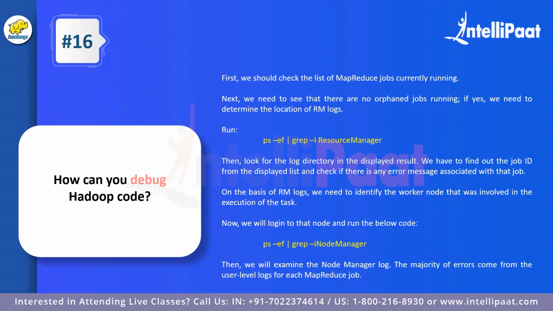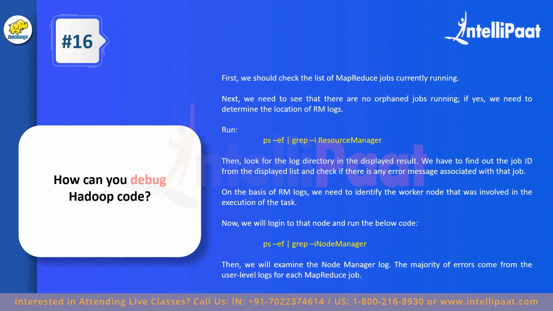What it does is look for the log directory. It is very important that there should be no orphan jobs running. Based on what we find in the RM logs, we have to check if the worker node was involved in the execution of the task or not. To do that, we have to log into that particular node, because without logging into that node, we cannot see if a worker node was involved in the execution of a task. To do that, you can use ps -ef | grep nodemanager, and using this, you can log into the node to see if it is the worker node that was involved.